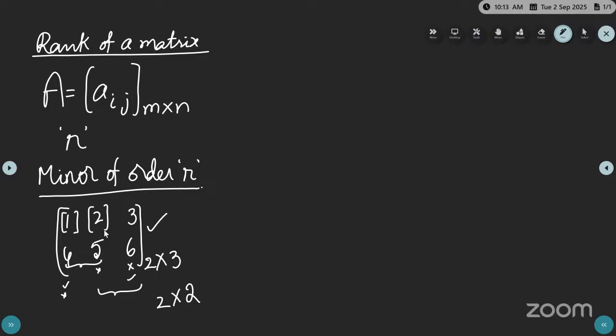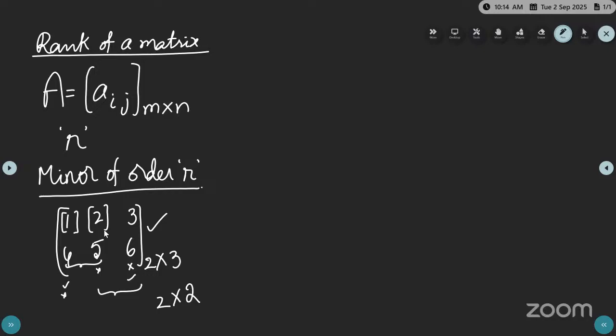Minor of order r. There exist different minors of the same order for any given matrix.